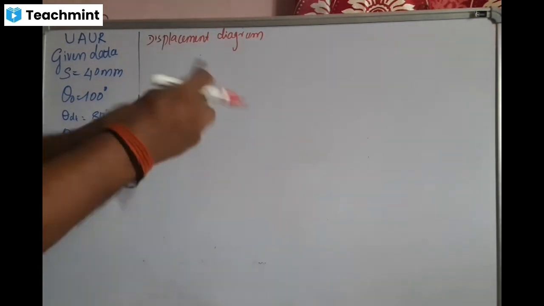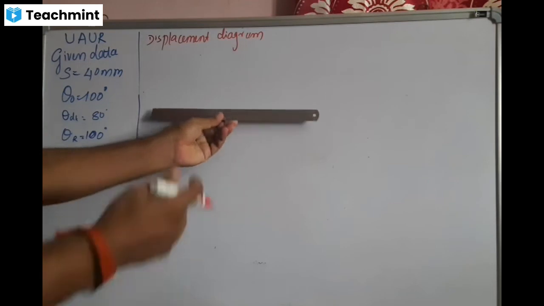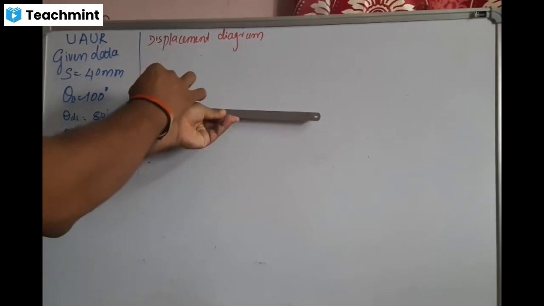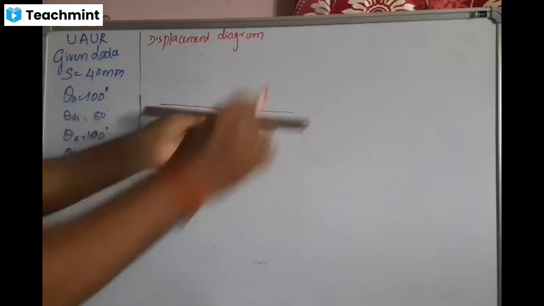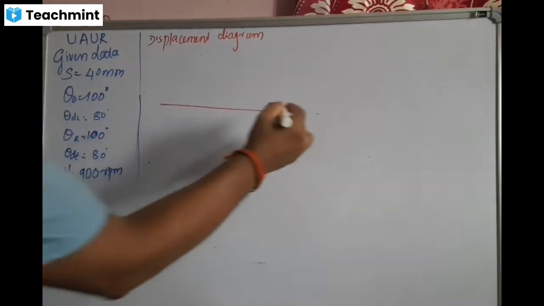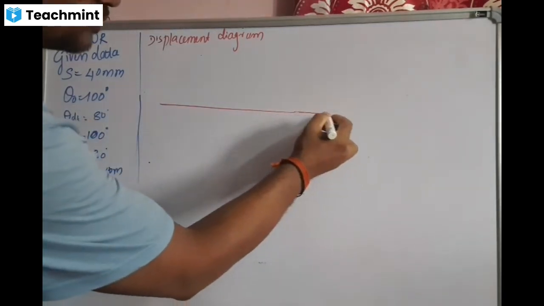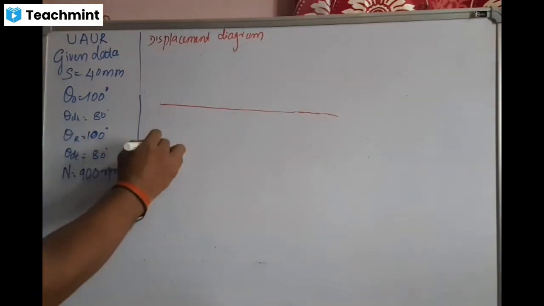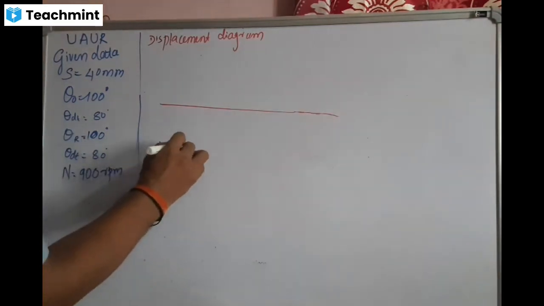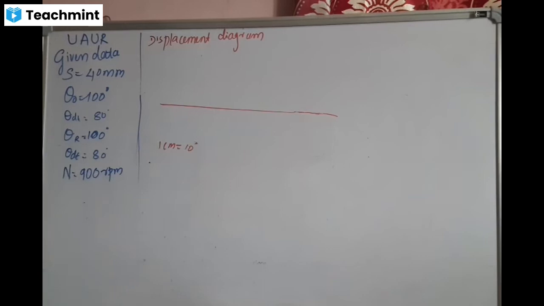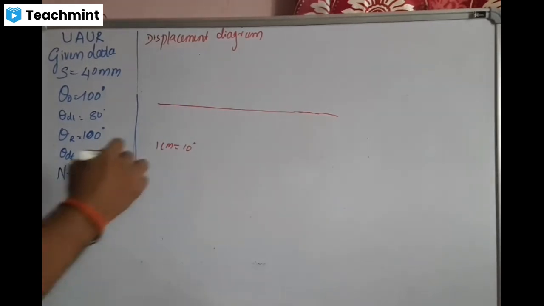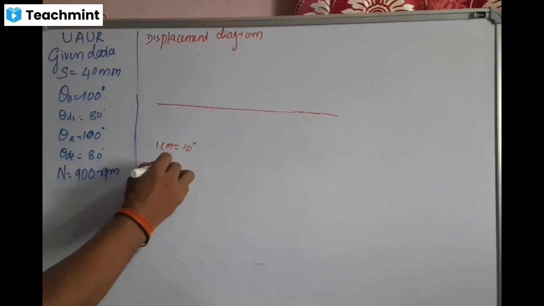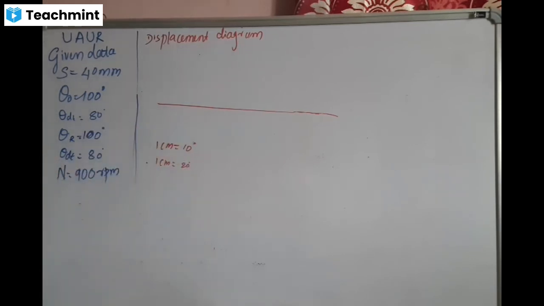Now take a suitable scale here. Scale means you go for an appropriate length for 360 degrees. Here I am taking 1 centimeter equal to 10 degrees. You can also take 1 centimeter equal to 20 degrees.